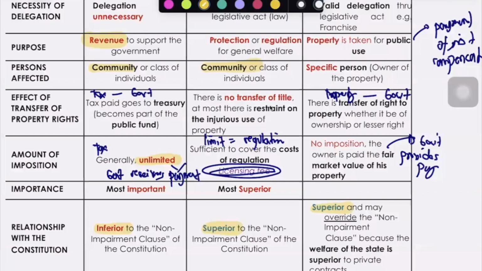However, as to taxation, it is inferior. Generally, the clause that is subject to the relationship here is the non-impairment clause. What is that non-impairment clause? We cannot impair the obligations and contracts entered by private persons. So if there is a law, it cannot impair whatever was already entered before that particular law. For taxation, it is inferior to the non-impairment clause, while police power and eminent domain are superior.